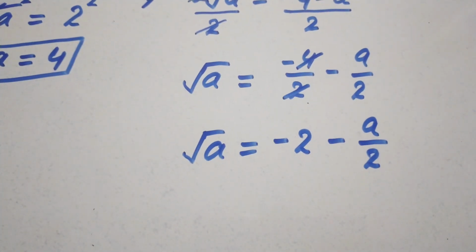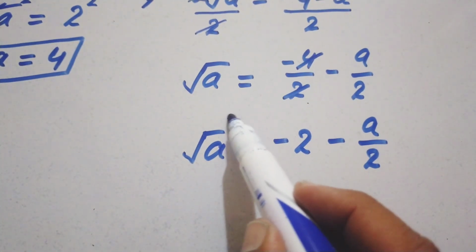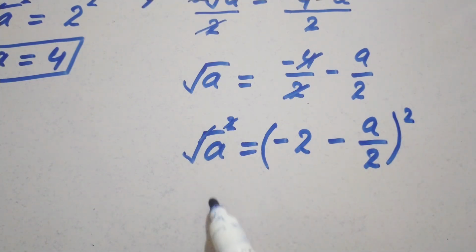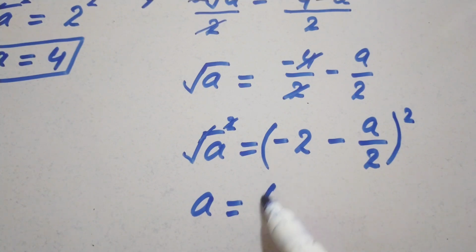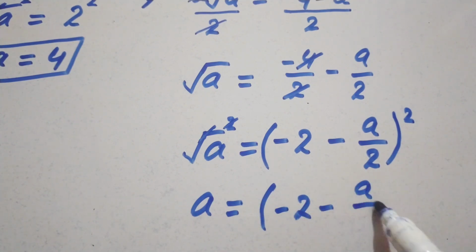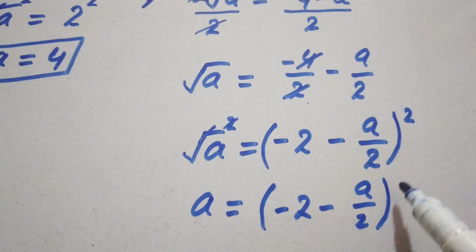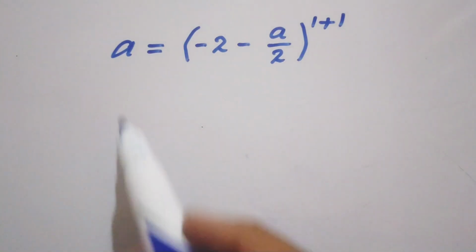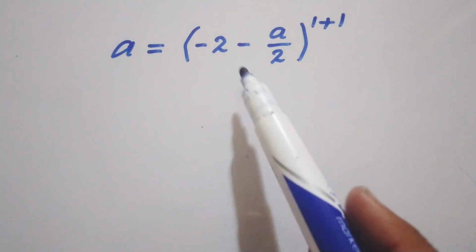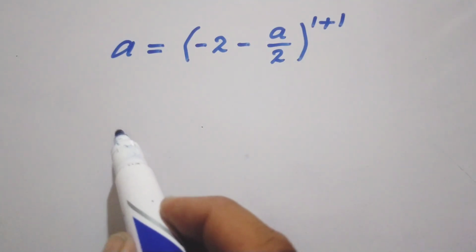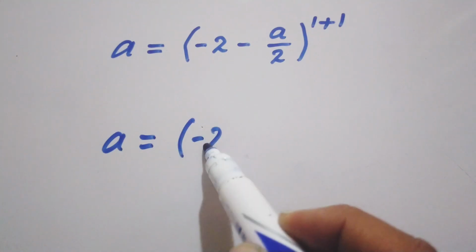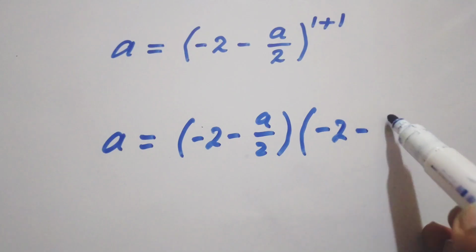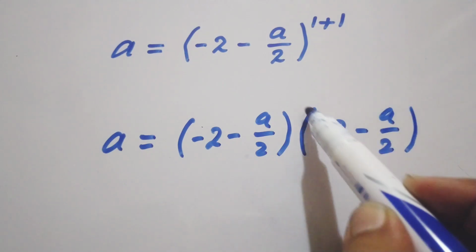As we are interested to find a, now squaring on both sides, the square root and square cancel out each other. a is equal to minus 2 minus a by 2. This square we can write as 1 plus 1. Using the algebraic identity that when the bases are the same and multiplying each other, their powers will be added. So this will become a is equal to (minus 2 minus a by 2) whole power 1 multiplied by (minus 2 minus a by 2) whole power 1.